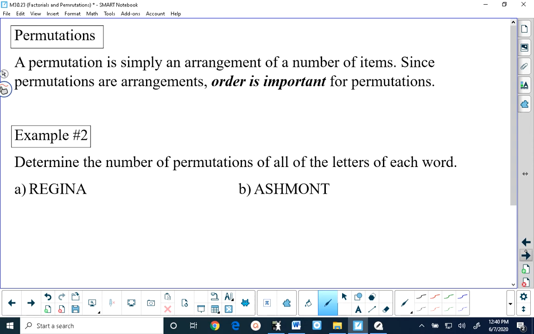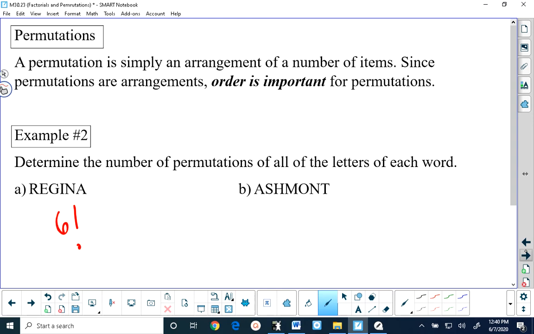Determine the number of permutations of all of the letters of each word. Well, we have a total of 6 letters in the word Regina. So if I were to use the fundamental counting principle, I would get 6 times 5 times 4 times 3 times 2 times 1. I would get 6 factorial, which I believe is 720, but I don't really care what the actual value is.